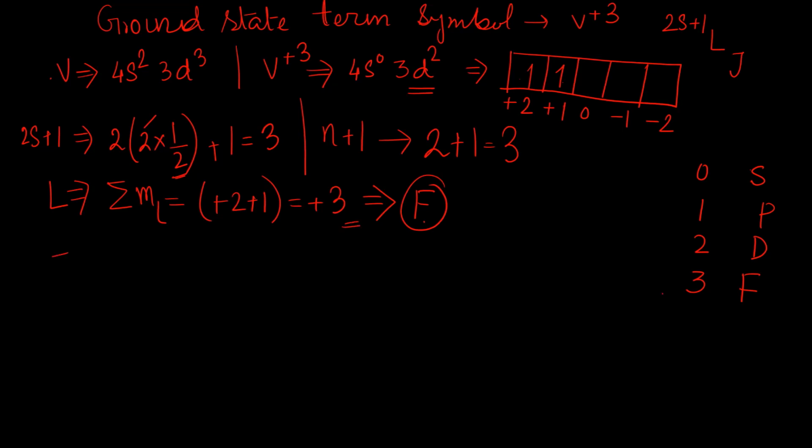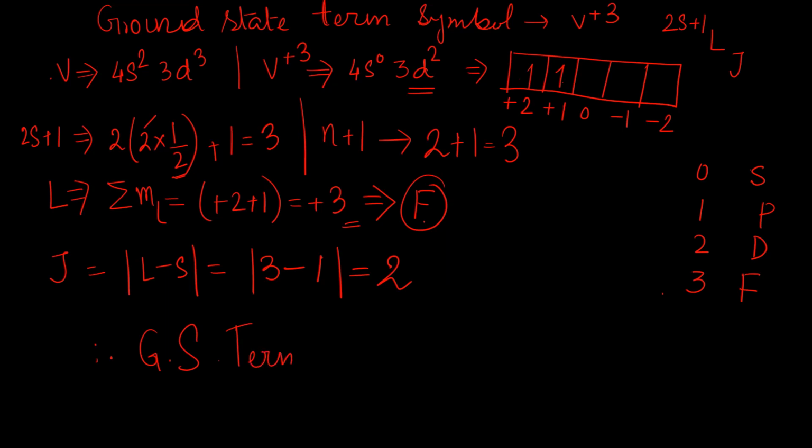Now is J. As we know, it is less than half filled, so the J value is mod of L minus S. The value of L is, we know, 3. The value of S is 1 because 2 electrons are present. So J is 2. So the ground state term symbol of vanadium plus 3 is 3F2. Next question.